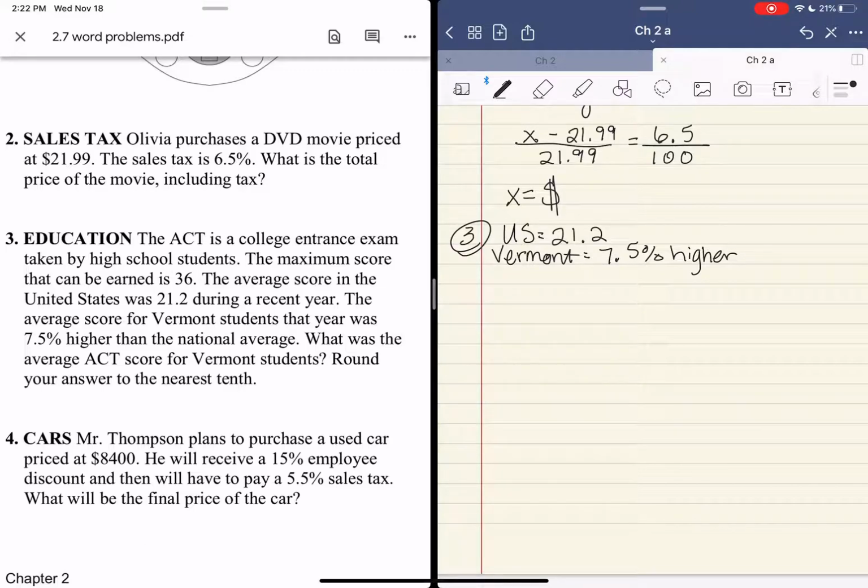Now, they've done something that's quite rude in here. They have given us a piece of information that's not actually useful. So technically, if we're doing everything right, we're going to put max score equals 36. But that's not actually useful. It's irrelevant. We're sticking with the US and Vermont. Don't need to worry about anything else.